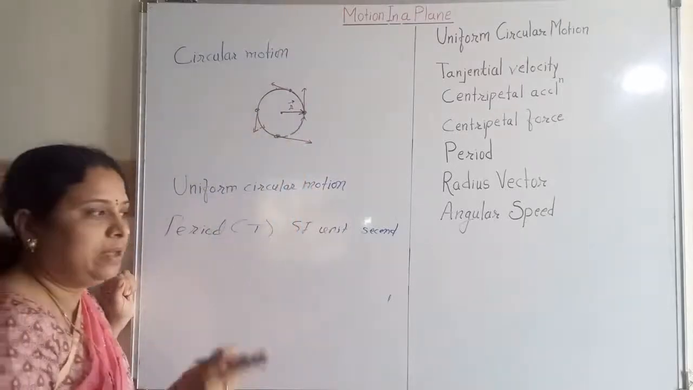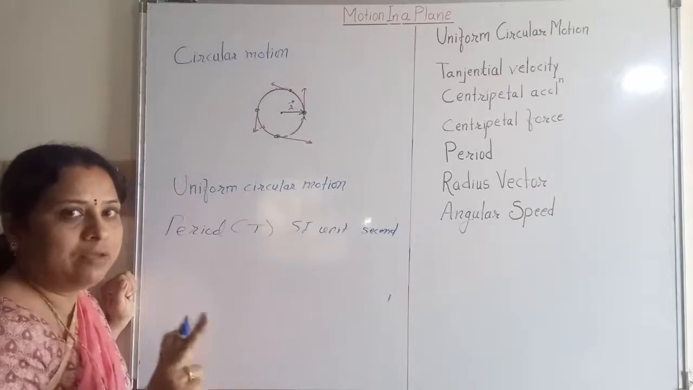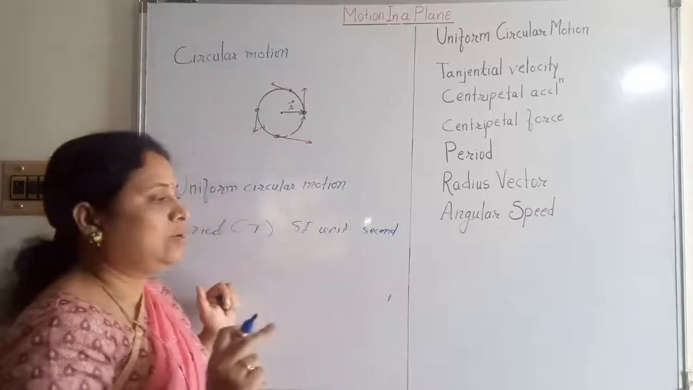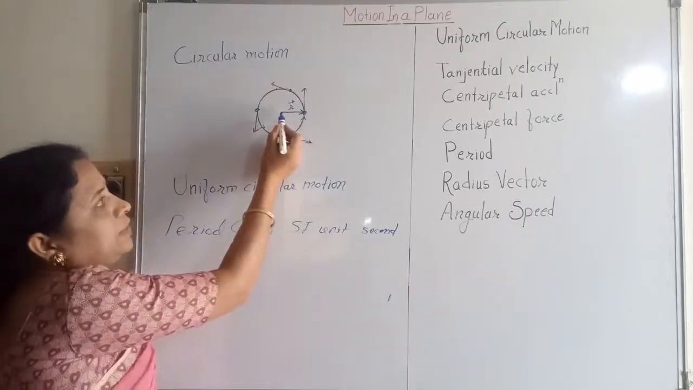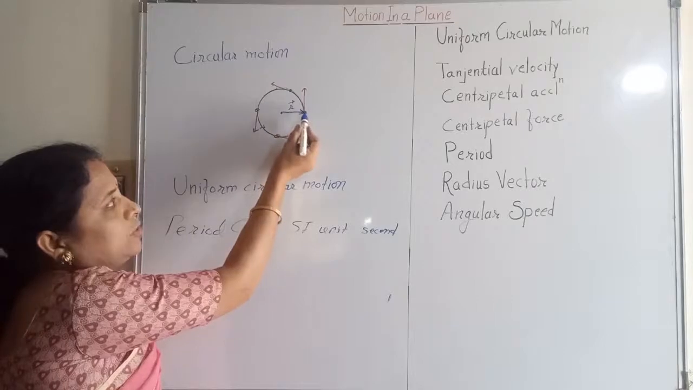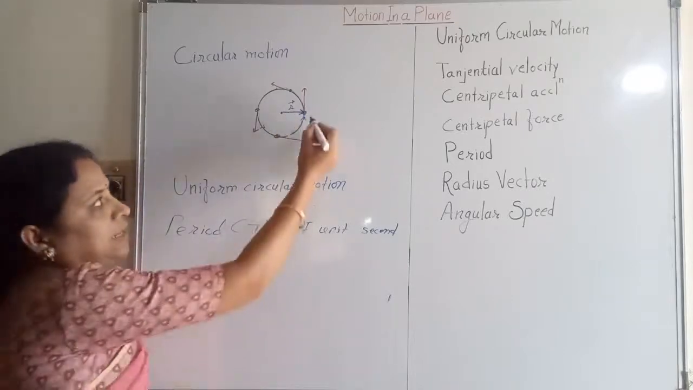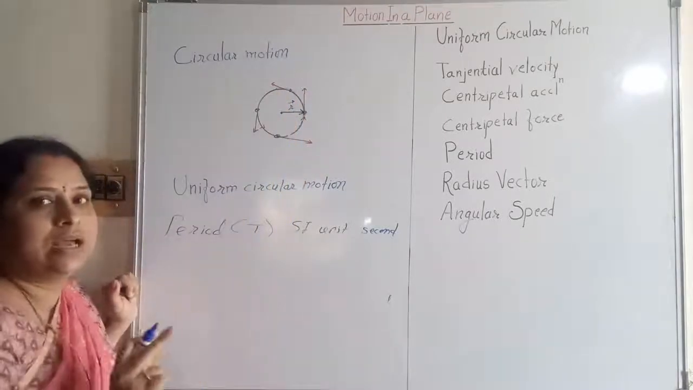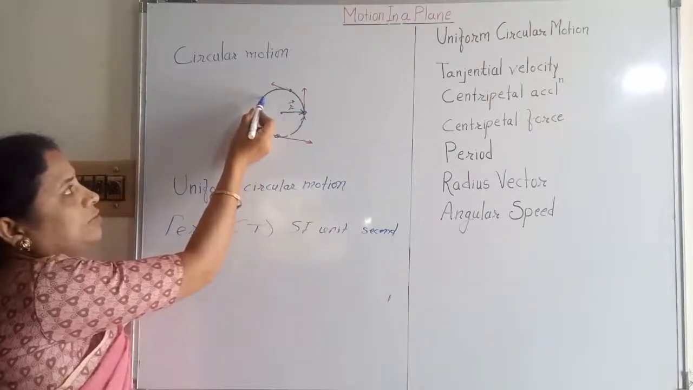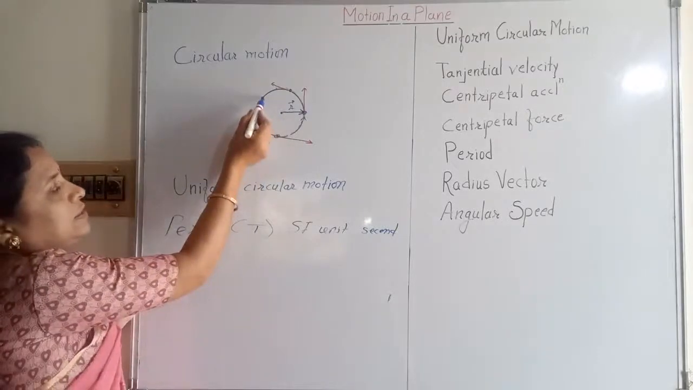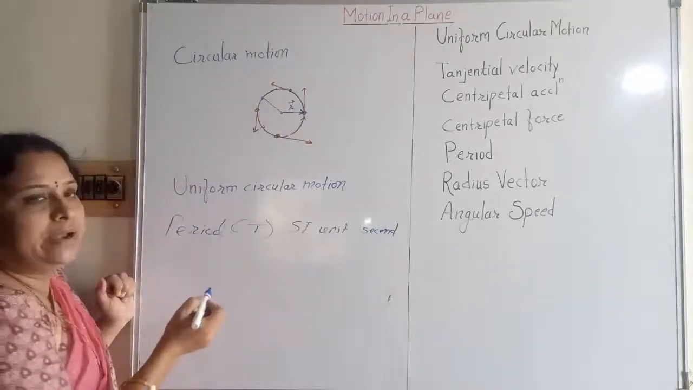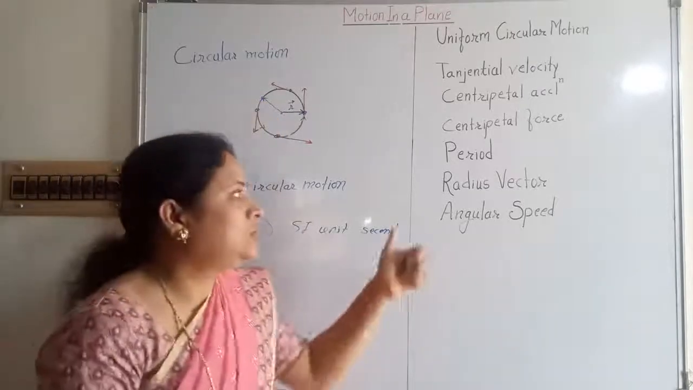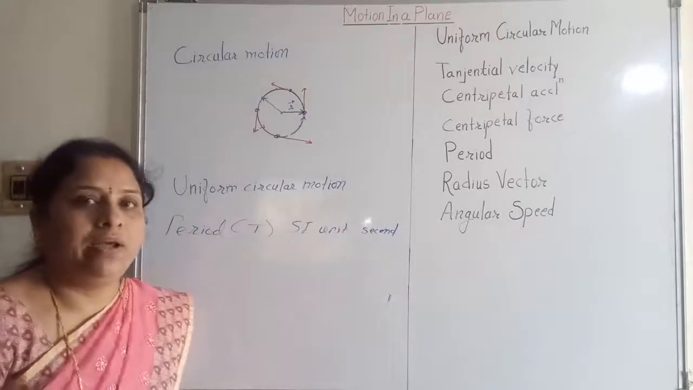We have learned about vectors in the previous chapter, scalar and vector. The physical quantity which has magnitude as well as direction is called a vector. Here the radius of the circle gives us the magnitude, and the position of the object gives us the direction at different positions. Suppose your object is here, this radius vector gives the magnitude, and the arrow shows the position of that object. So that is called the radius vector.